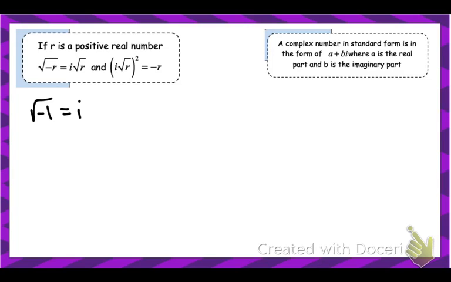So if I have the square root of a negative anything, basically the negative gets moved to the outside and becomes an i. And that's how we can work with imaginary numbers. Now, if I square i, then I get -1. And those would be the two most important concepts we're going to work with today.